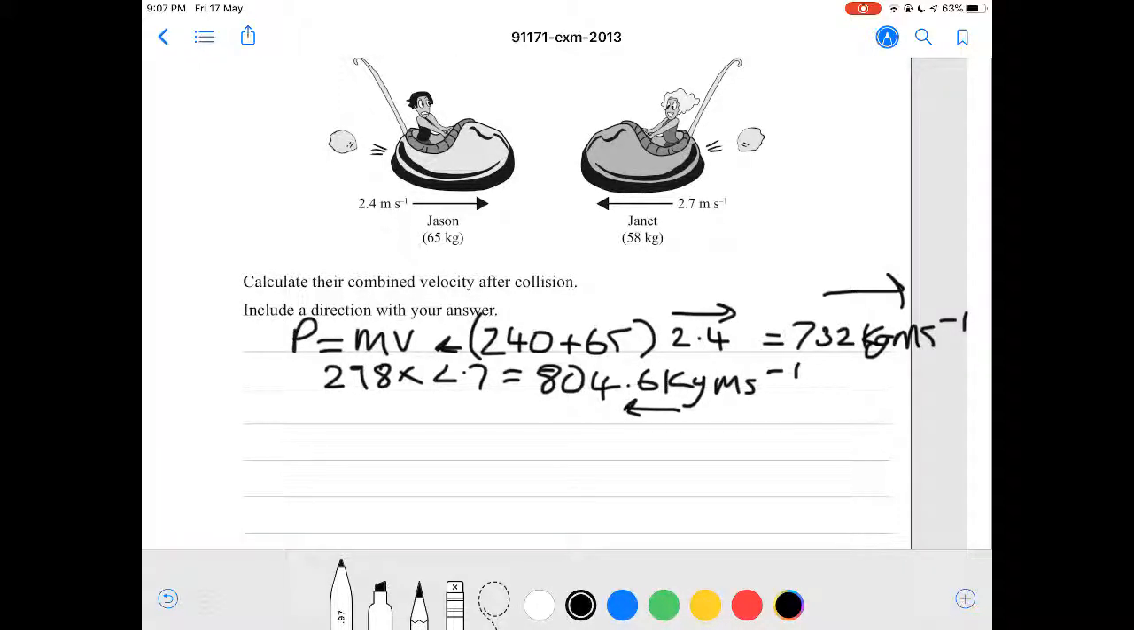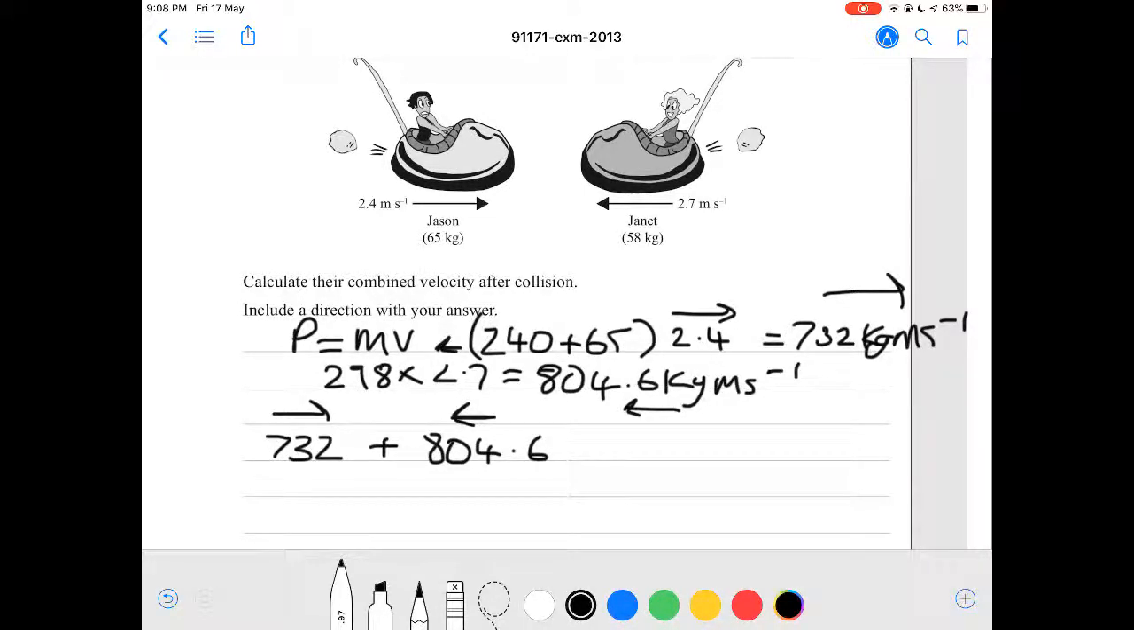So now we're going to use vector addition to find the initial momentum, okay? And once we've found the initial momentum, we're going to equate it to the final momentum, so P initial equals P final. And then we're going to find the final combined velocity, okay? So remember when we say combined velocity, that means they're traveling together, and therefore we have to add their masses together, okay? So basically we're going to say 372 acting in this direction plus 804.6 acting in the opposite direction, okay?